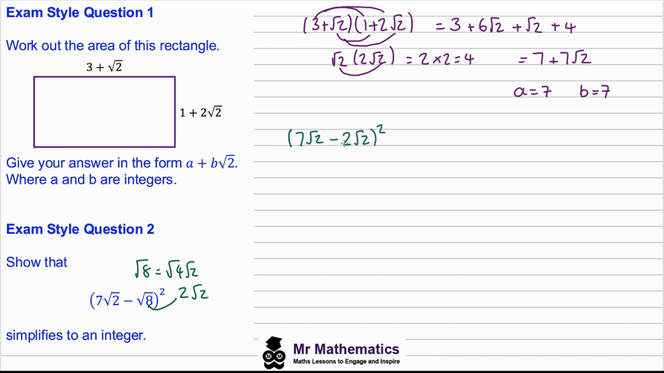Now I don't need to expand this out because I can simplify what's in the bracket. We've got 7 root 2, take away 2 root 2. This will give us 5 root 2, which we're going to square. 5 squared will give us 25. And root 2 squared will just give us 2. So we'll have 50. Okay?